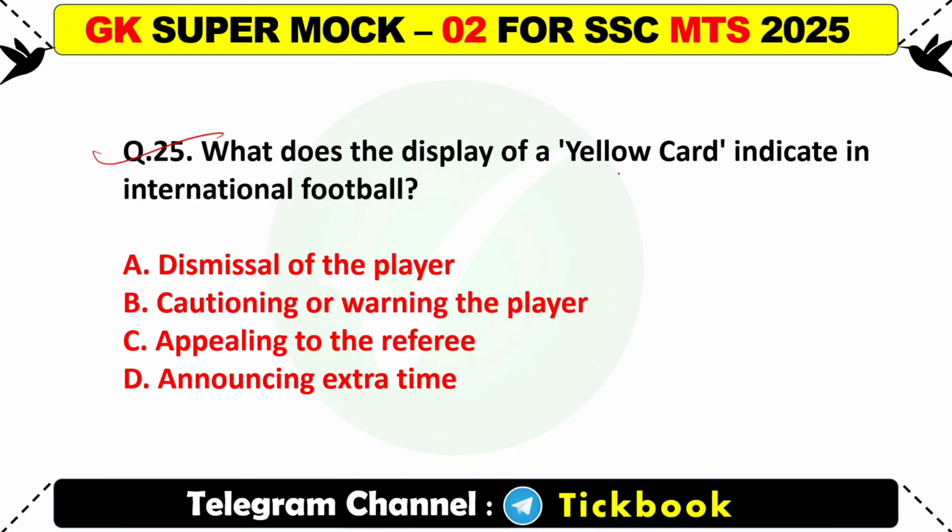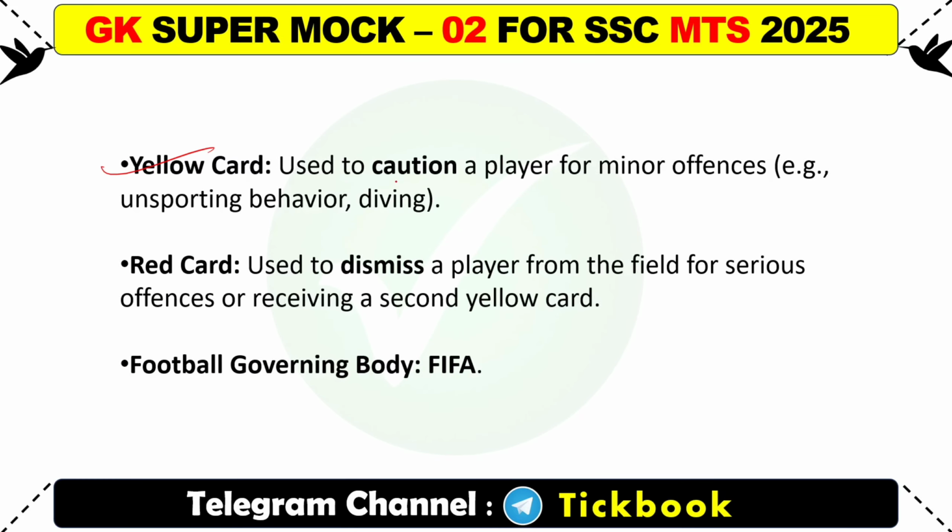25. What does the display of a yellow card indicate in international football? Option B, cautioning or warning the player. A yellow card is used to caution a player for minor offenses, unsporting behavior, diving. By contrast, a red card is used to dismiss a player from the field for serious offenses or for receiving a second yellow card. Football governing body: FIFA.